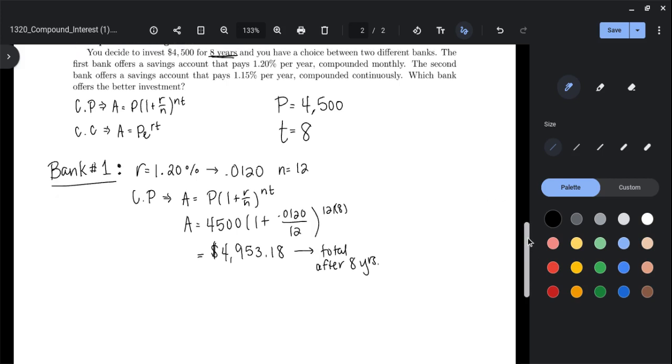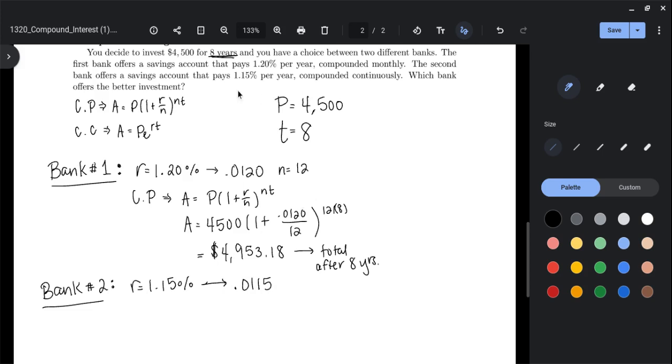All right, now let's look at Bank 2. Now, Bank 2, it also is going to have the same initial investment and the same amount of years being compounded, but it says that it offers a savings account with 1.15% interest per year. Again, this is expressed as a percent. We need to convert it to a decimal in order to use it in our formula. So move our decimal place 2 places to the left and we get 0.0115.